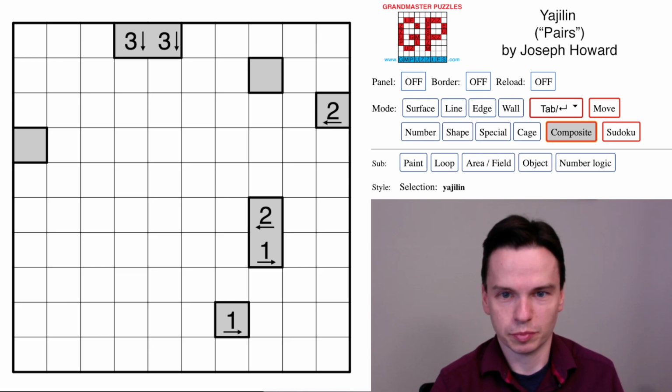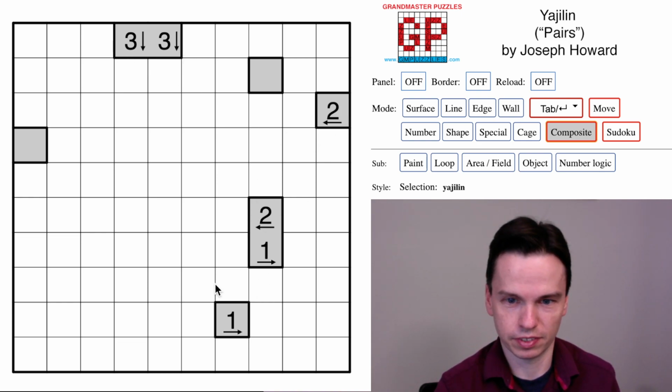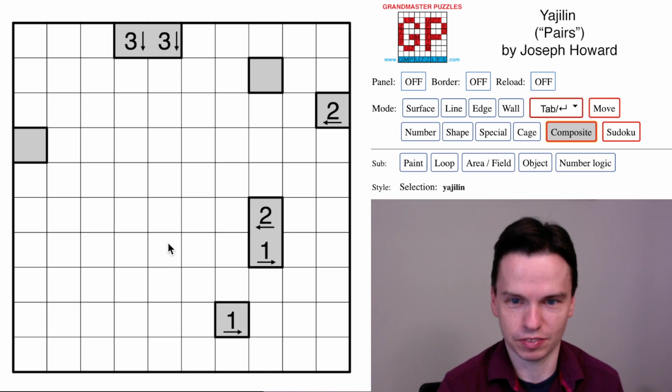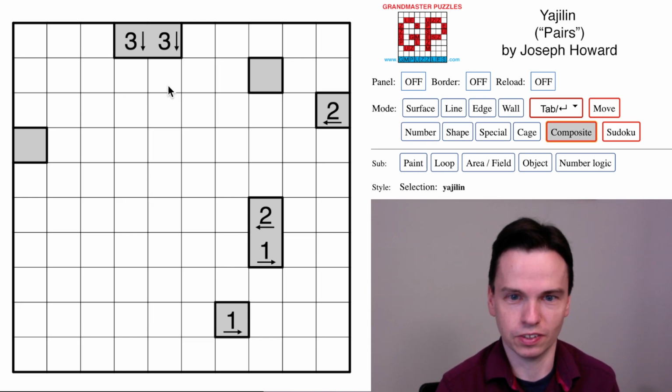We're here to solve this Yajilin by Joseph Howard called Pairs. You'll notice there are 3 clues that both point downwards, 2 clues that both point to the left, and 2 clues that both point to the right. So a little bit of an elegant connection of these clues, although you can see from the pattern in the grid that this is probably a mostly logical theme, not as much a visual theme.